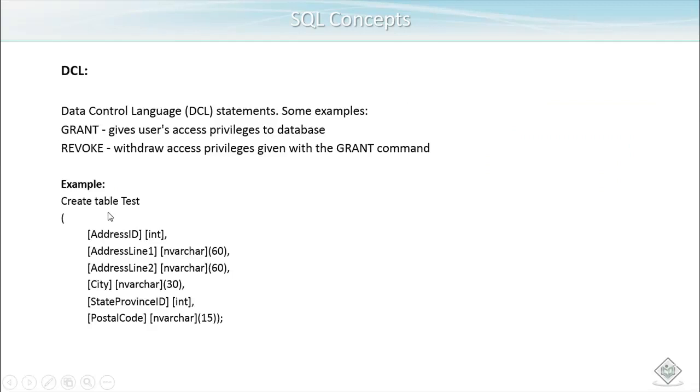Then we have the DCL, that is the data control language. The data control language helps us to control the data within the database. Examples of the DCL are grant and revoke. Grant means that if somebody needs access to the database, we give the user access privileges using the grant, and revoke is just the opposite of the grant. So if we want to withdraw the access privileges, we will use the revoke.